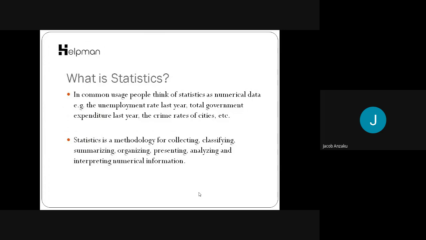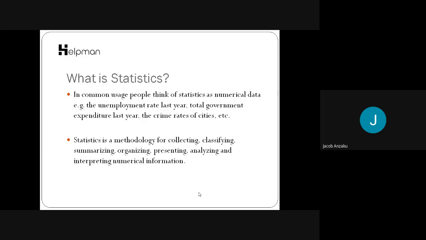Now, commonly, when people use statistics, they think of it as just numerical data, which is correct. For example, when we say the employment rate last year, we always think of it as a particular numerical data. Also, when we look at total government expenditure for last year, we look at it as numerical data. And also the crime rates of a city, for instance, we can count them and say, okay, this is numerical data. A numerical data is a data that is countable.